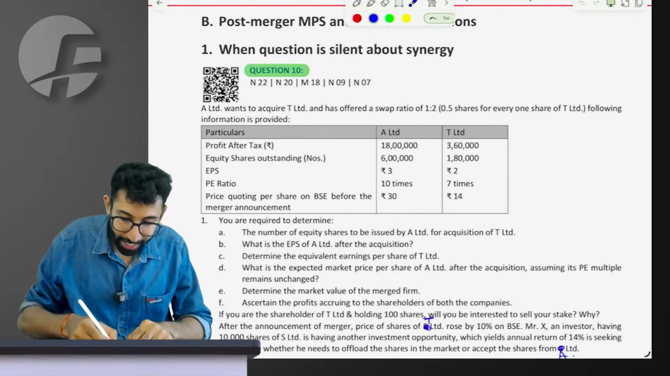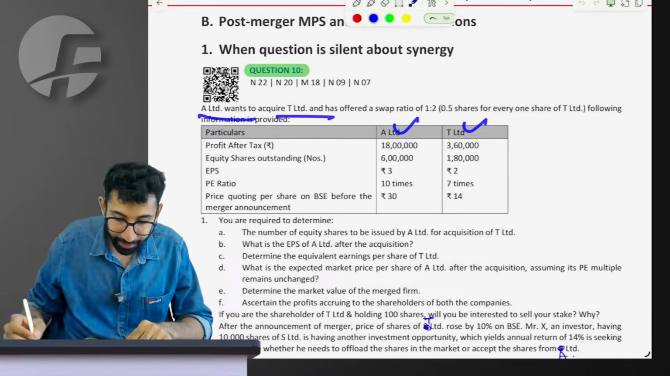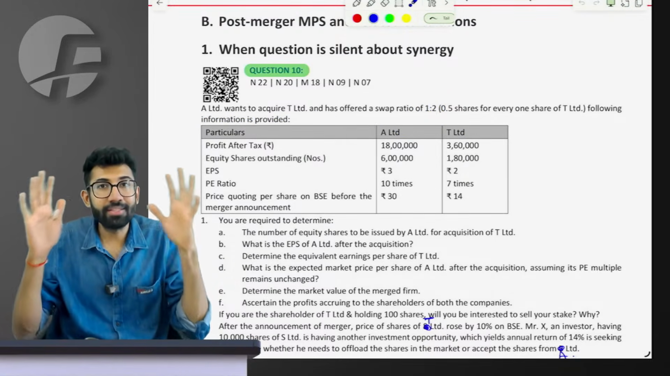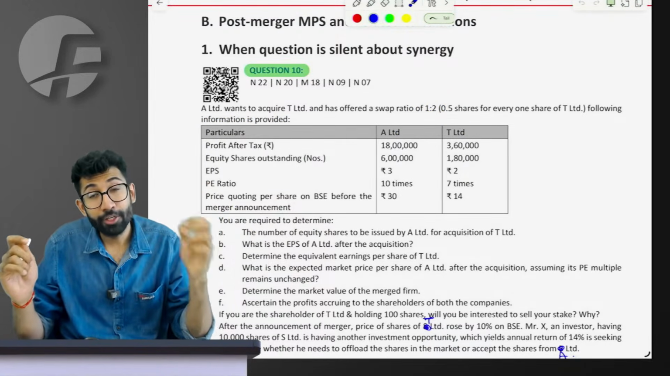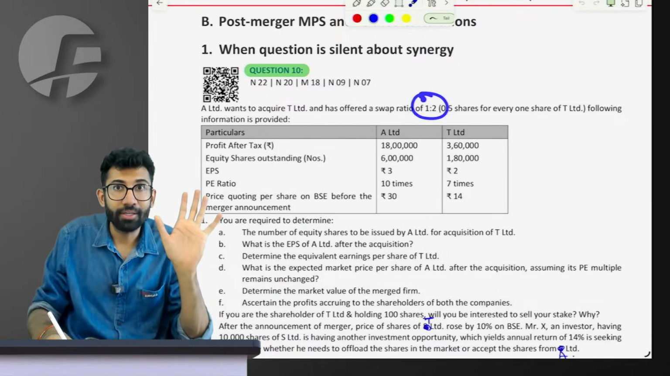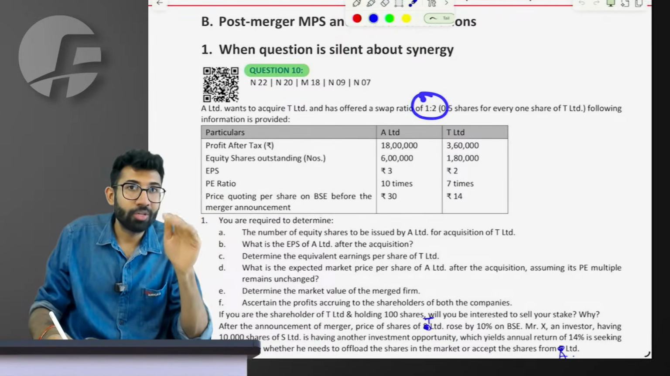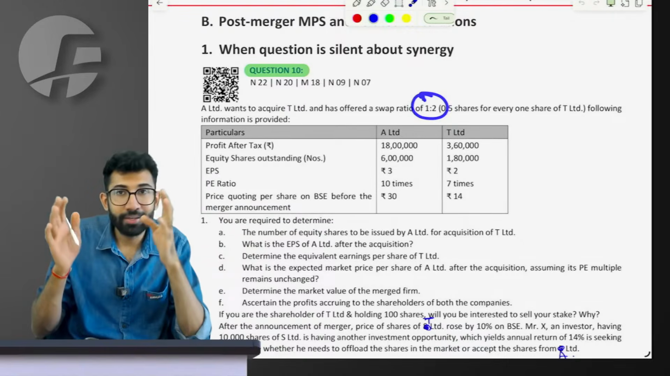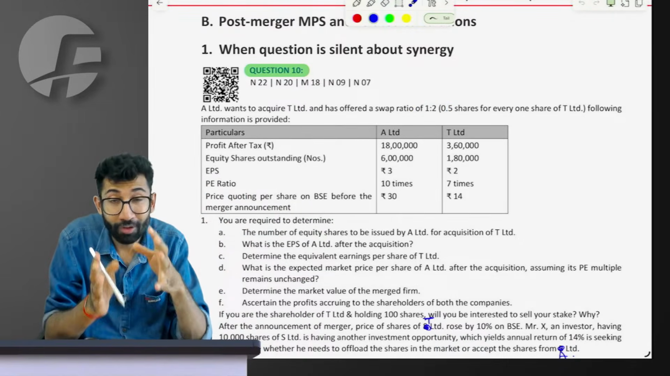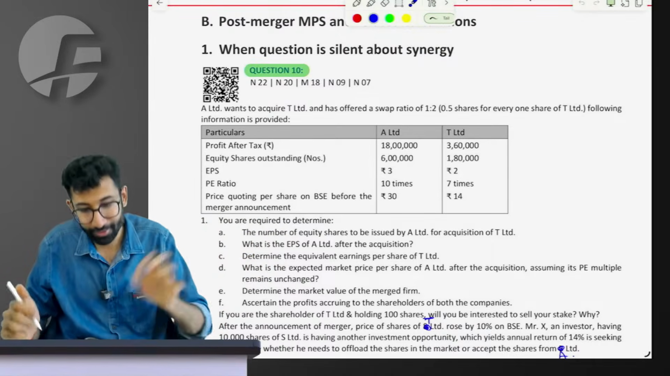A wants to acquire T. So this is the acquirer, this is T. Swap ratio is 1/2. So this is a stock deal. In this entire chapter, you observe the swap ratio, you get it as a stock deal. Then you have to observe whether it is talking about EPS or MPS. So accordingly, you realize you are in section 1 or section 2. If it is MPS, it is by way of value or by way of earnings. You have to crack everything.